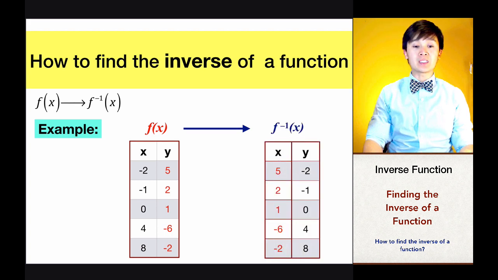So our x is now going to be y, which is 5, 2, 1, negative 6, and negative 2. And our range of values will be the x values of our f of x, which is negative 2, negative 1, 0, 4, and 8. So this is how we relate the inverse of a function given the relationship of x and y in table form. Now how are we going to translate this to finding the inverse of a function given its equation?